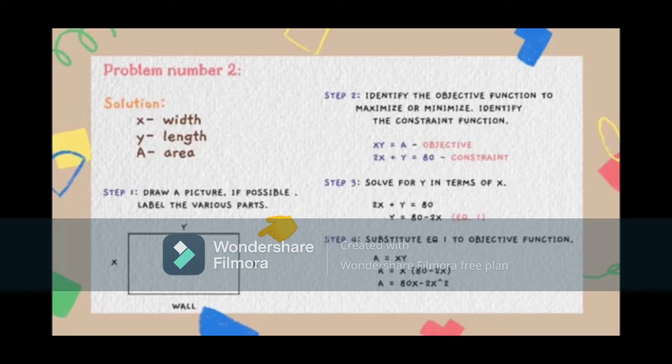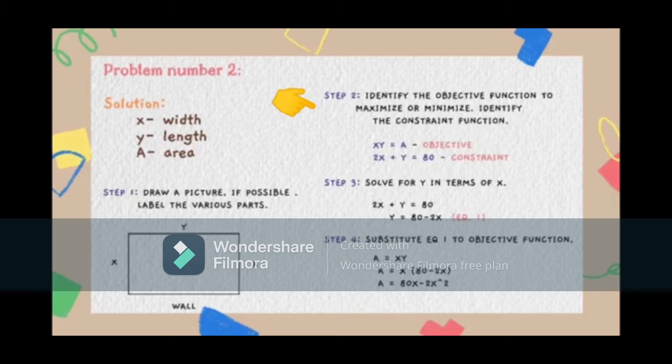Next, we are going to let x be the width of the garden, perpendicular to the wall, y be the length of the garden, and A be its area. Then let's identify the objective and constraint function. Since we're asked for the maximum value, and the area of a rectangle is length times width, and we have x and y as our width and length respectively, then our objective function is A is equal to x times y.